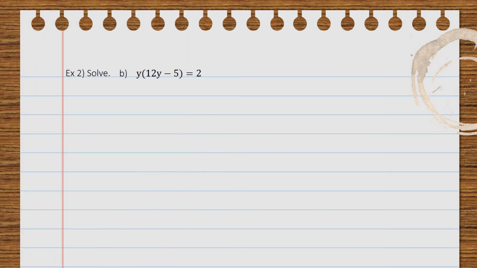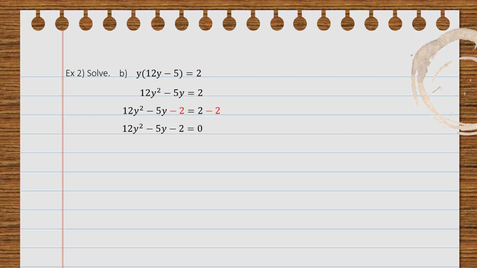Example 2b, y times 12y minus 5 equals 2. Well, the first thing is you probably want to distribute, which would give you 12y squared minus 5y. Now remember those steps. We said our equation has to equal what? 0. And so notice our equation does not equal 0, so we need to subtract 2 on both sides, which now gives us 12y squared minus 5y minus 2 equals 0.